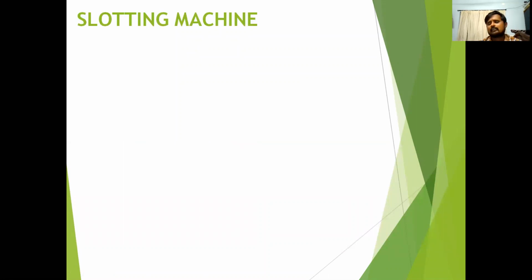Next, that is about planing and types of planing machines. Next, we will see the slotting machine. So what is a slotting machine?